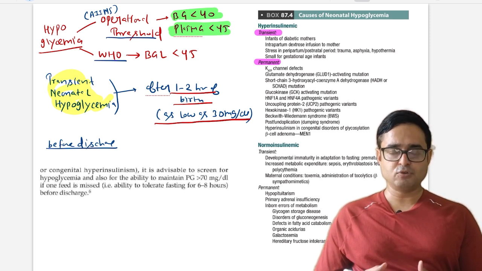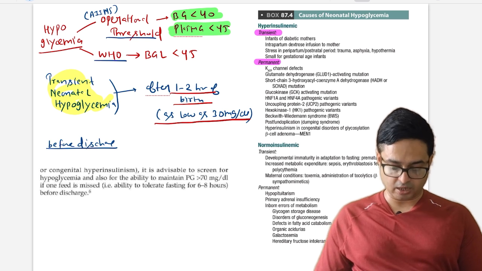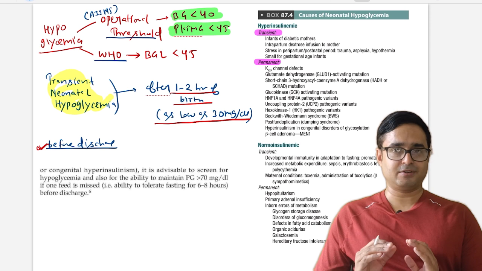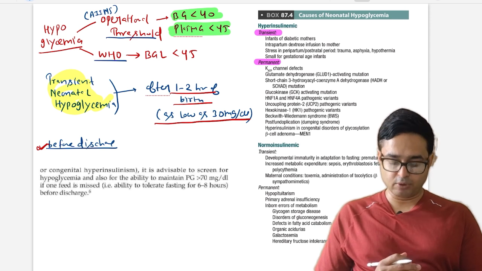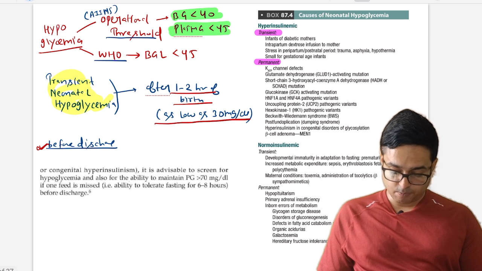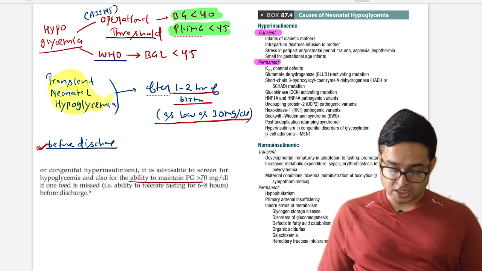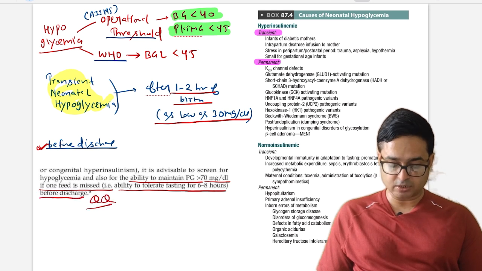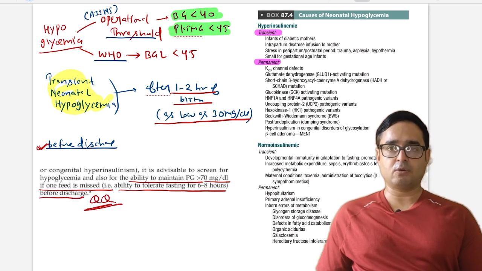We don't have to worry, just feed the baby. Before discharge, for any neonate with hypoglycemia, see if the neonate is able to maintain plasma glucose of more than 70 milligram per deciliter. If one feed is missed, that is, the ability to tolerate fasting for 6 to 8 hours before discharge, is very important. This is the most common cause of readmission for hypoglycemia.